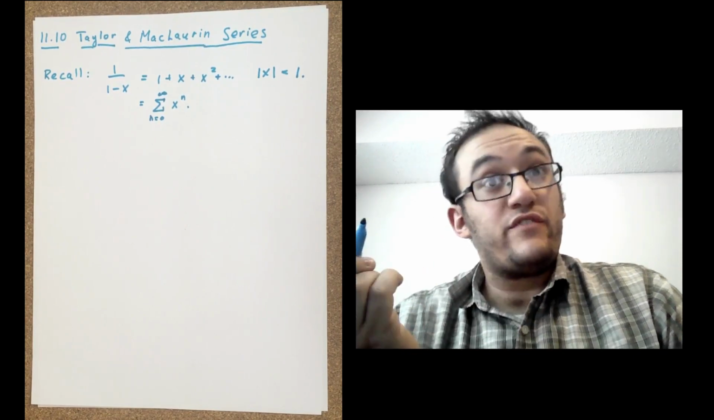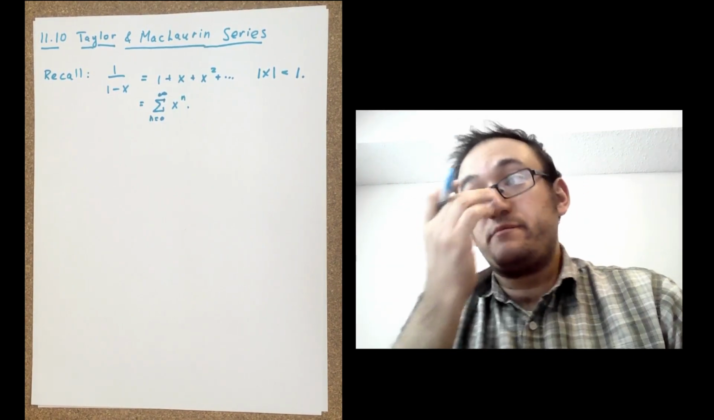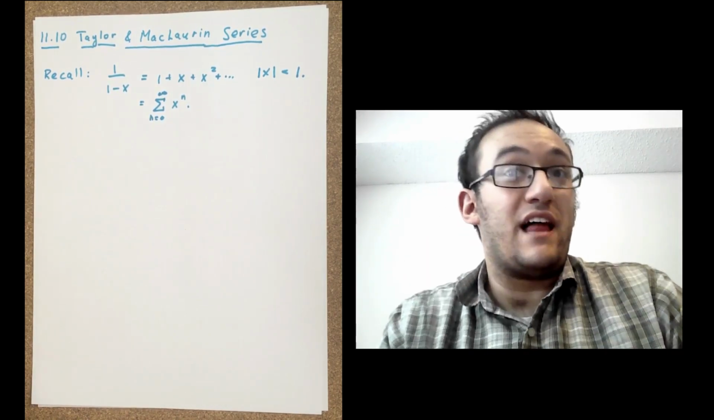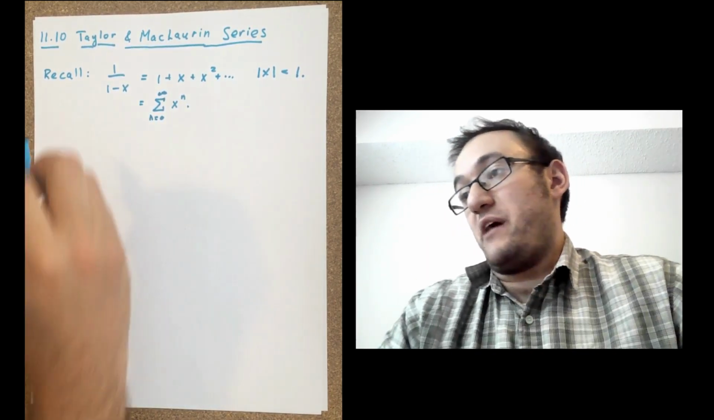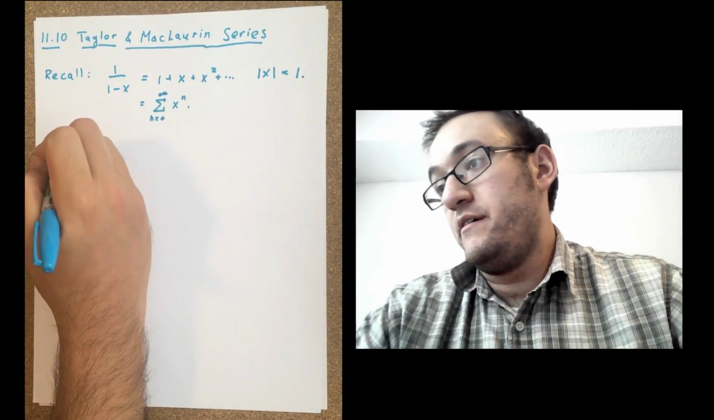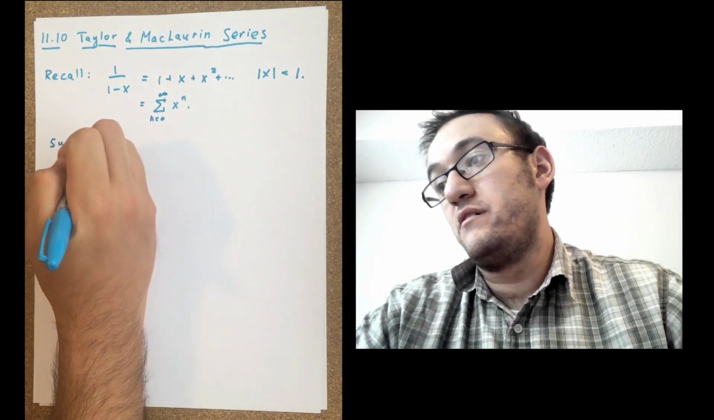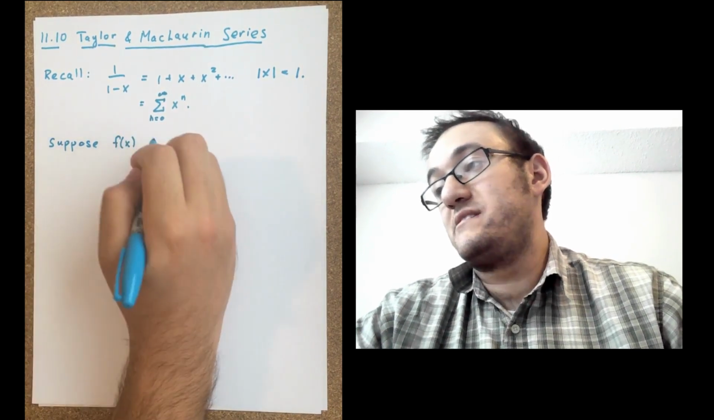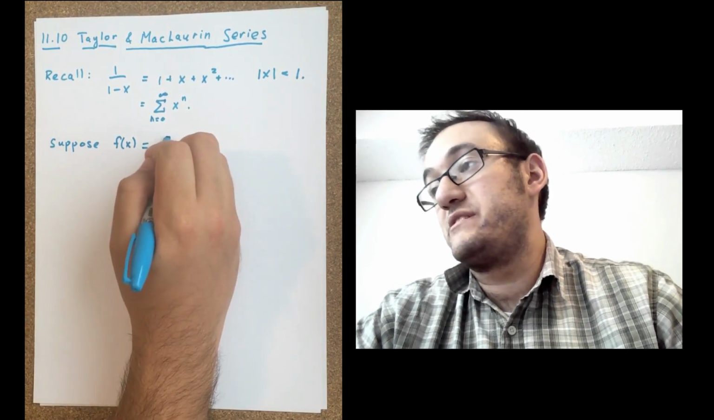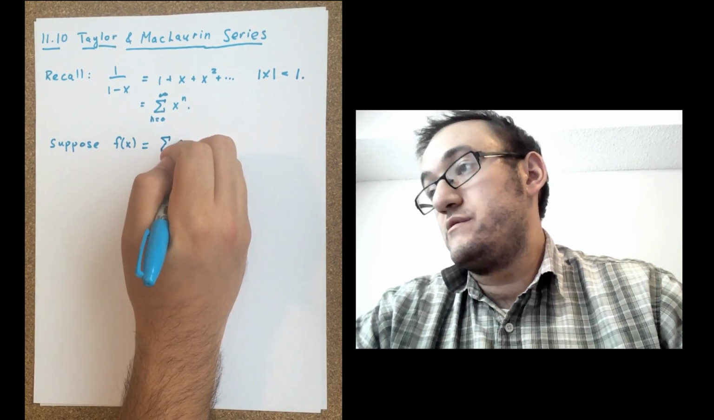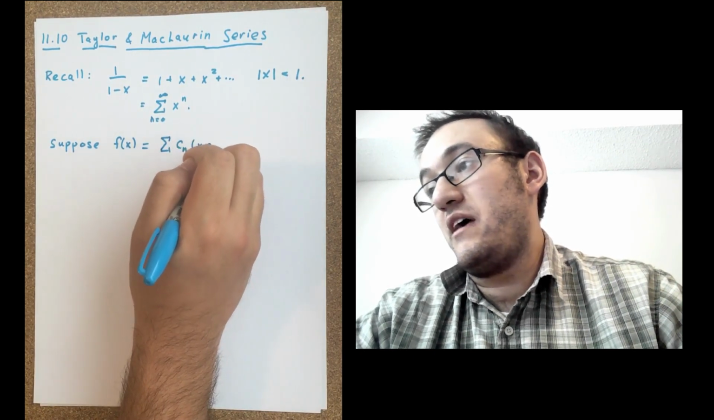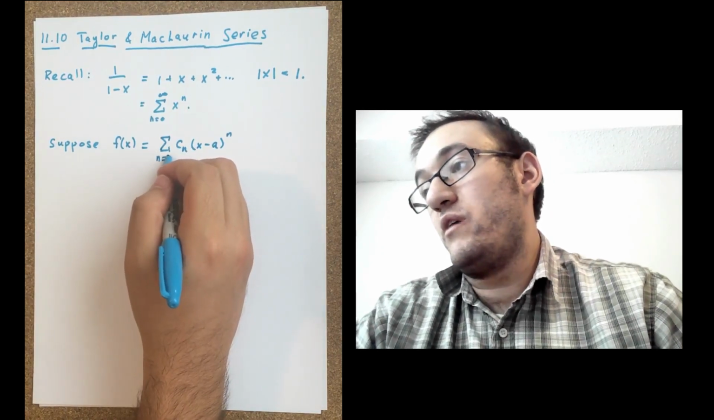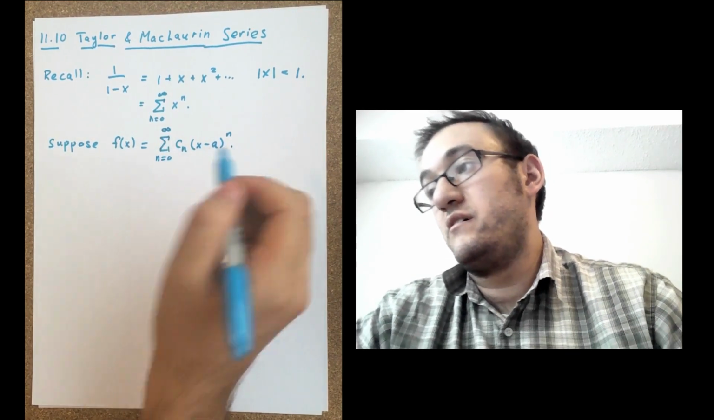So that's one function that can be represented as a power series, but a much broader class of functions can be represented as power series. So we'll start with supposing that f of x can be represented as a power series. So c sub n times x minus a to the n, where n goes from 0 to infinity.